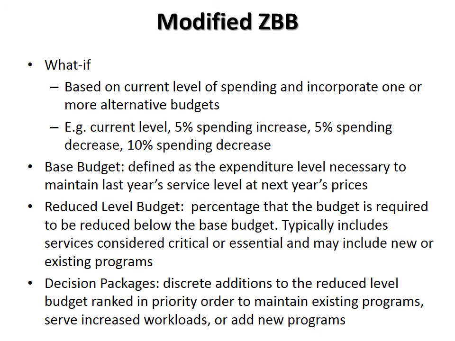So this reduced level budget typically includes services that are considered critical or essential, but may also include new or existing programs. The final element of that modified ZBB approach is basically the decision packages, which are discrete additions to the reduced level budget that are then ranked in priority to maintain existing programs, to serve increased workloads, or to add new programs, but can be incrementally added on in order of priority.